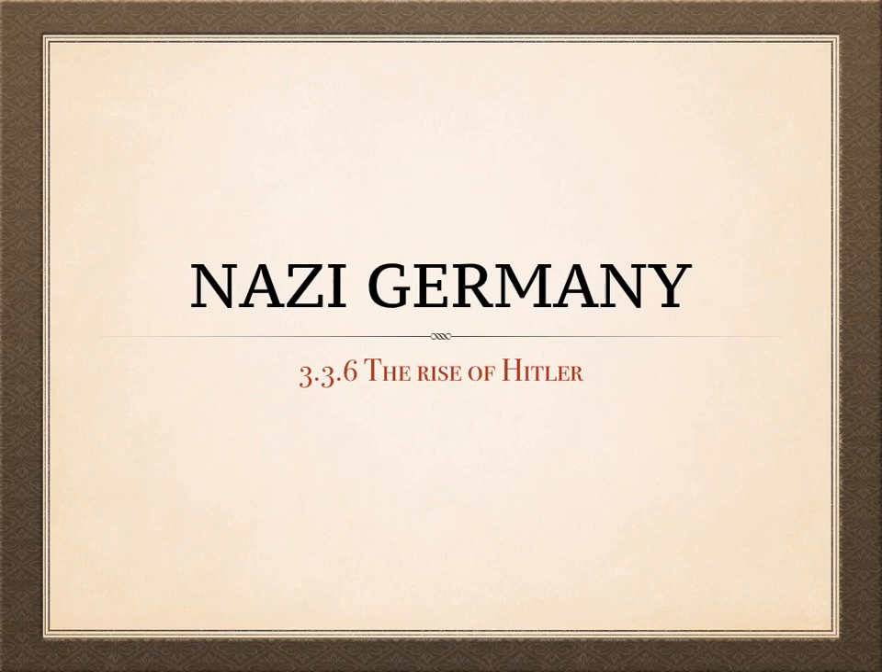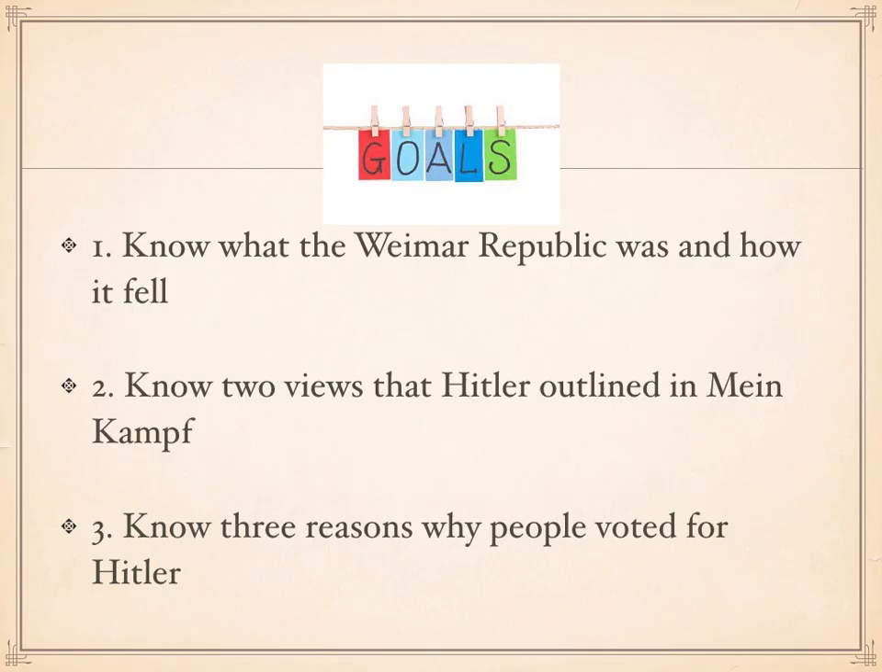Hello everybody and welcome to the sixth video in our series of videos on war and peace in Europe between the years of 1920 and 1945. Today we are looking at Nazi Germany and in particular how Adolf Hitler came to power. As always, we begin with our learning outcomes.